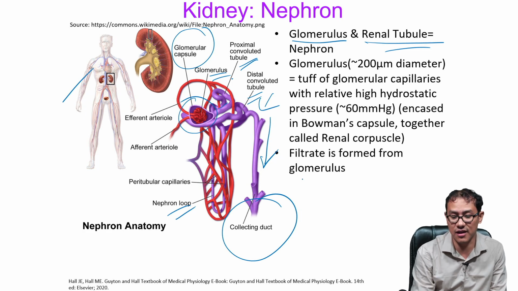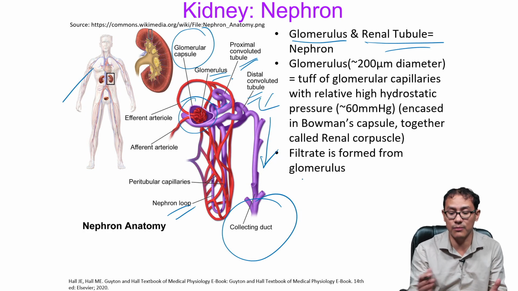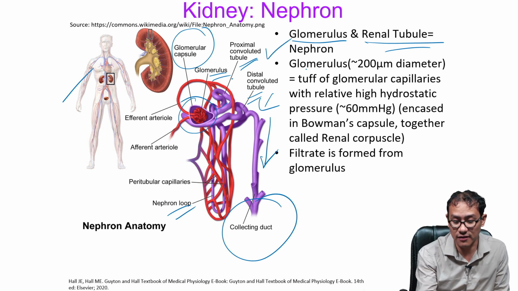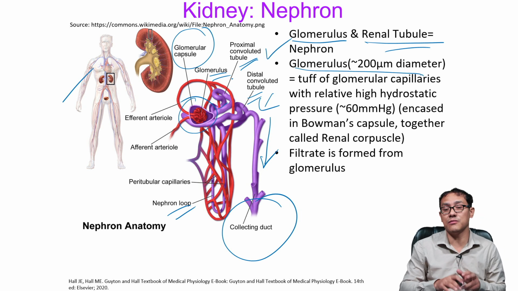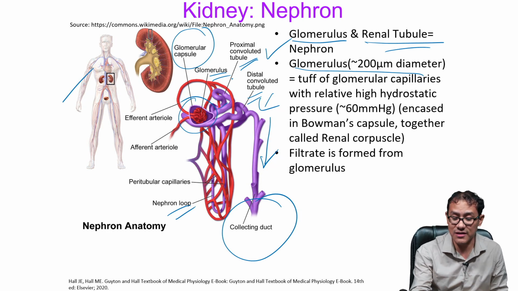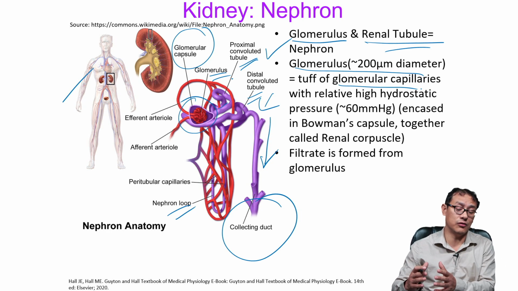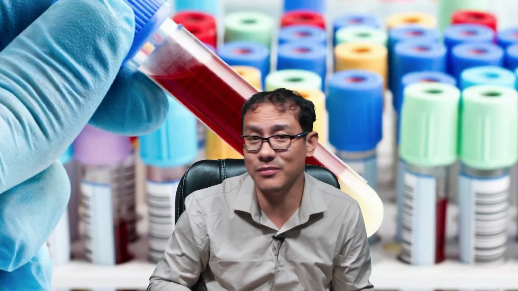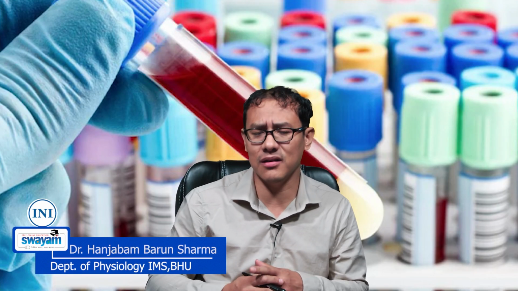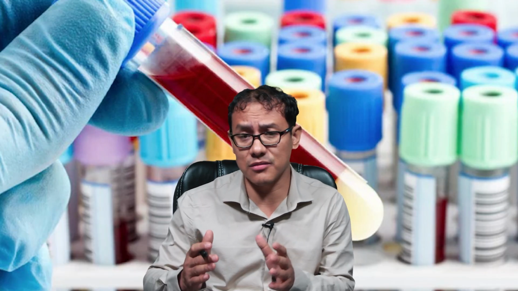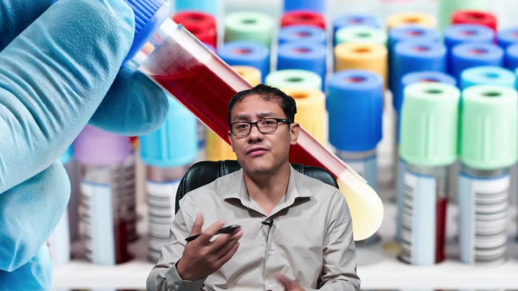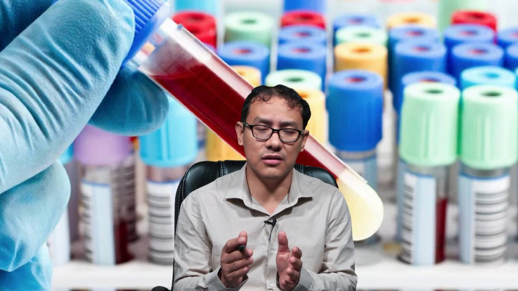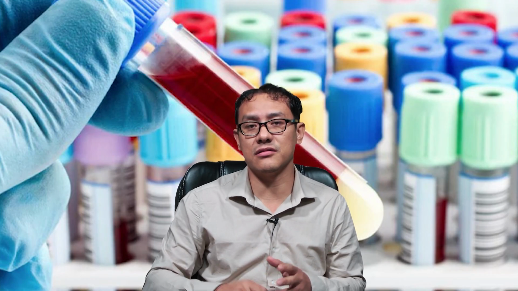Collectively, the glomerulus plus renal tubules are part of the nephron, and the diameter of the glomerulus is approximately 200 micrometers, and it is basically a tuft of capillaries, known as the glomerular capillary, and this capillary has a relatively higher hydrostatic pressure, approximately 60 millimeters of mercury. Why is this important? Because the kidney function is filtration, and for filtration higher hydrostatic pressure is required.